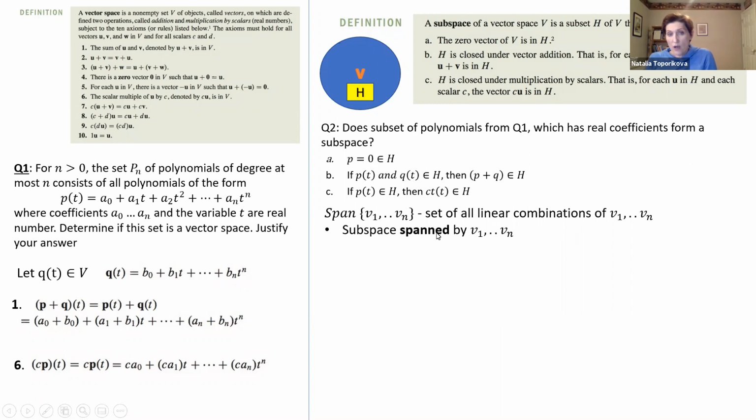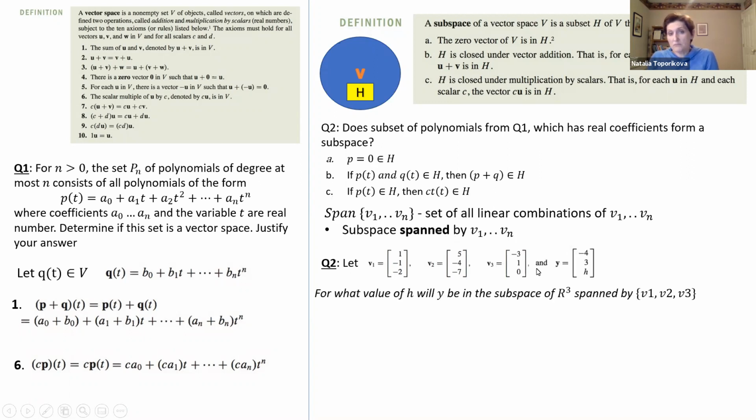How do we know that a vector belongs to a span space? It should be a linear combination of our vectors, just by the definition of the span of the vectors. For example, let's look at three vectors v1, v2, v3, and here I give you actual real numbers. And let's take another vector y, which has a parameter h involved. Is there any value of parameter h which makes vector y an element of the subspace spanned by vectors v1, v2, and v3?